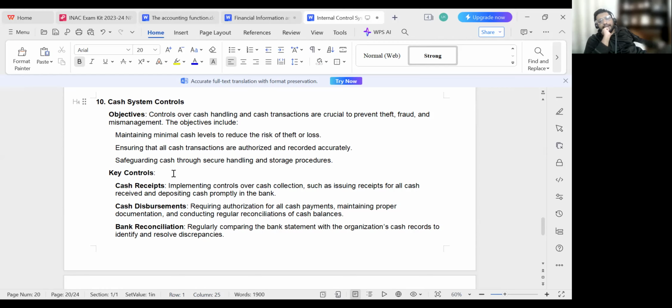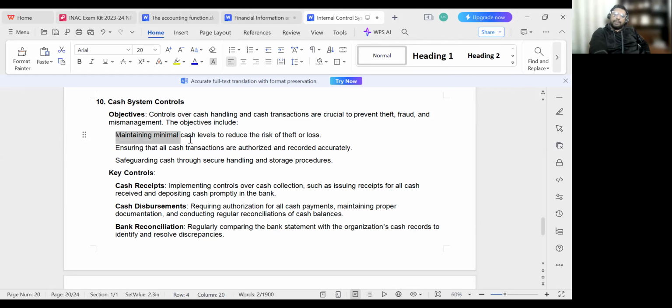So control over cash handling and cash transactions are crucial to prevent theft, fraud, and mismanagement. So objectives are maintaining minimal cash levels to reduce the risk of theft or loss. You want to keep cash as minimum as possible. You want to do most of your transactions through the bank so that you don't keep a lot of cash with yourself. Ensuring that all cash transactions are authorized and recorded accurately, safeguarding cash through secure handling and storage procedures.